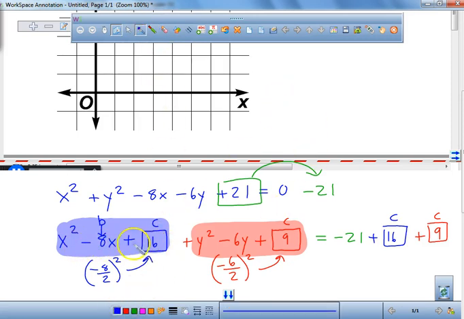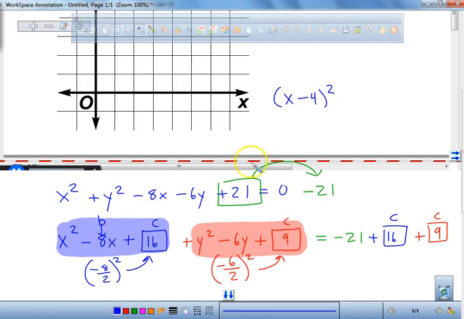What does this factor to? Go ahead, Austin, tell us. What does that factor to? Go. That's right. X minus 4 squared. Because -4 plus -4 is -8, and -4 times -4 is +16. And then, ooh, Donovan, what does this factor to? That's right, y minus 3 squared. Very good. Because -3 plus -3 is -6, and -3 times -3 is +9.